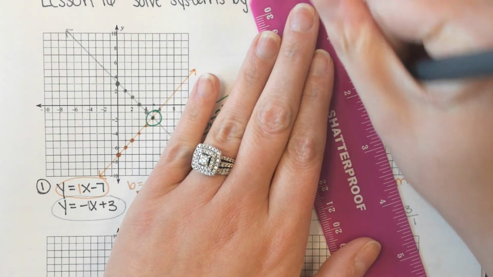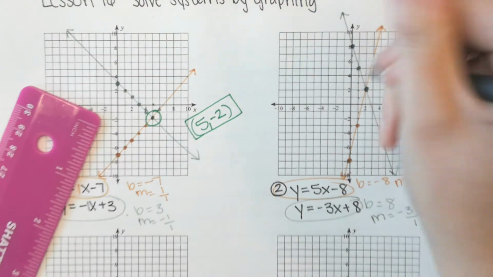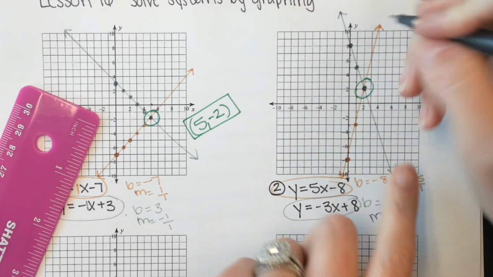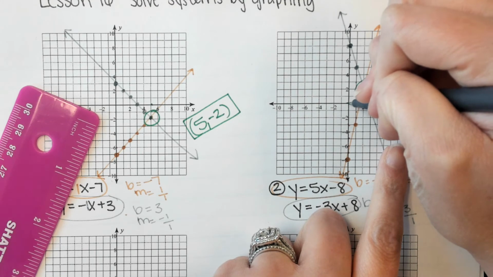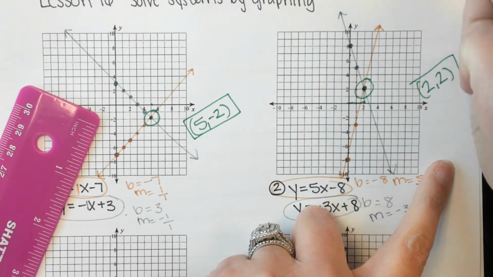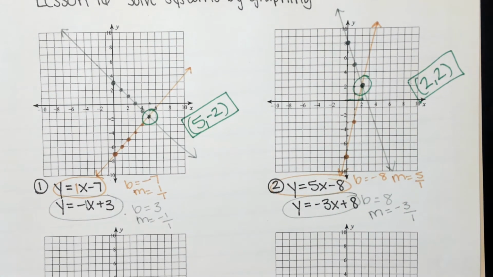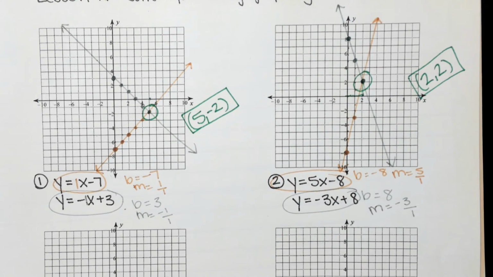So I will make a line. I want that point where they intersect. And so my coordinates are 2, 2. And that's my solution. Right? So you're following the exact same process over and over again.